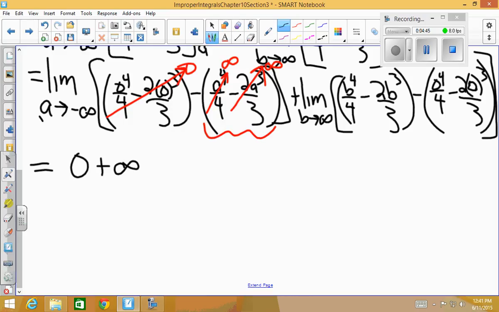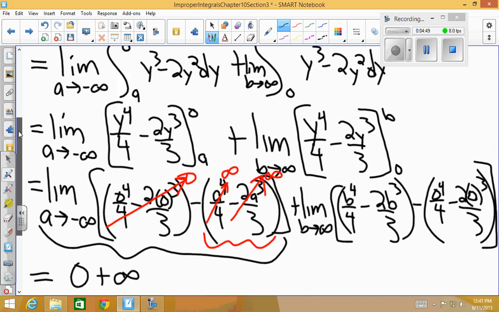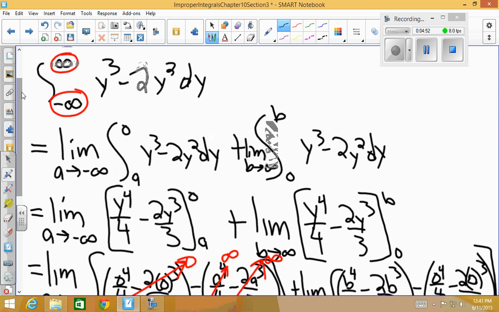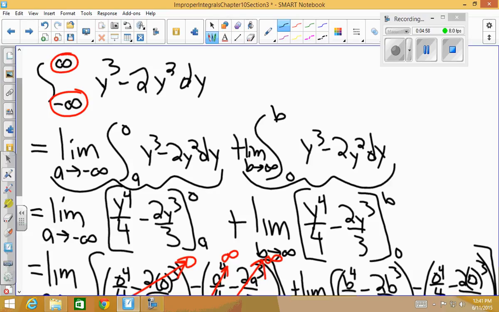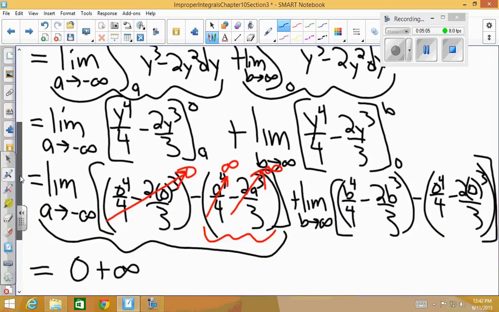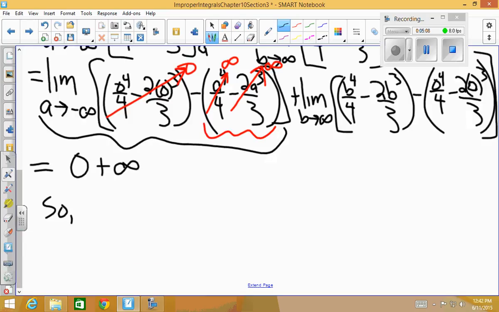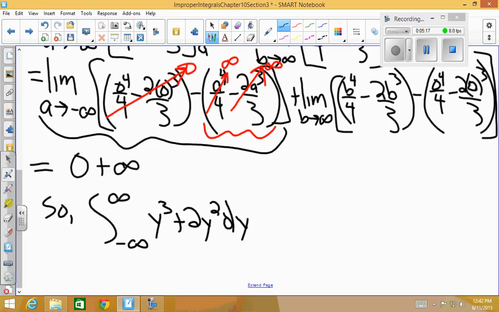Well, that already tells us that when we broke up our original integral into two integrals, namely this one and this one, if either one of those integrals diverges, then the whole thing diverges. And we just found out that the first one does indeed diverge. So the integral from negative infinity to infinity, y cubed minus 2y squared dy diverges.